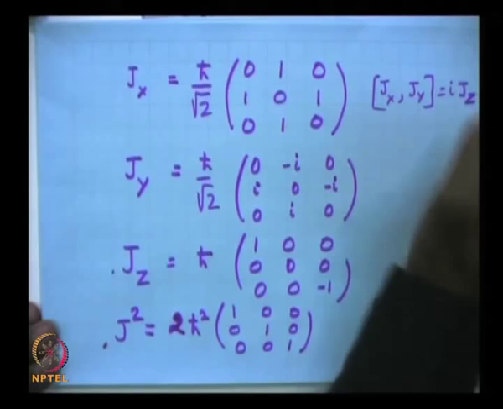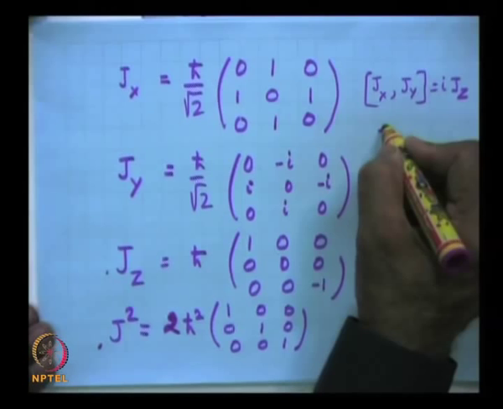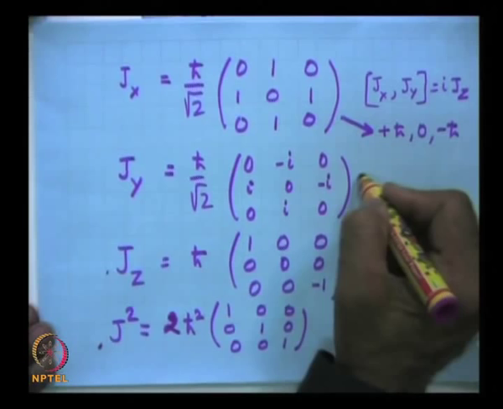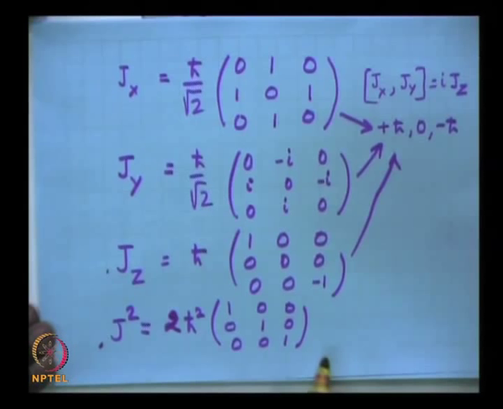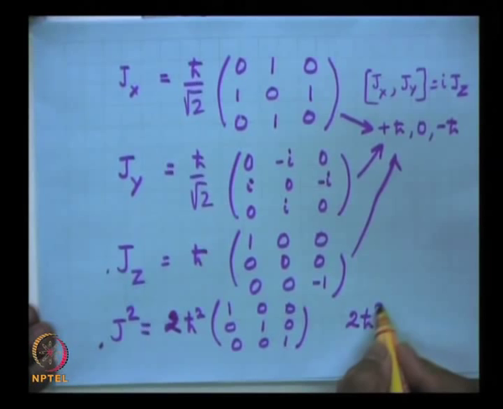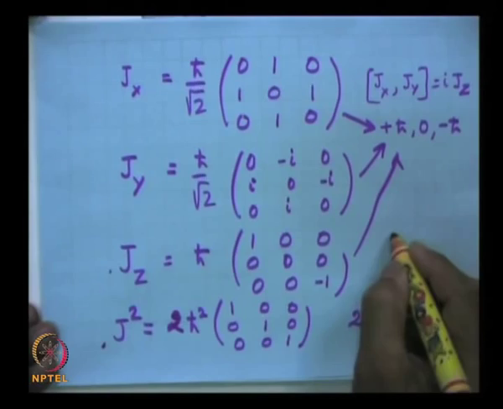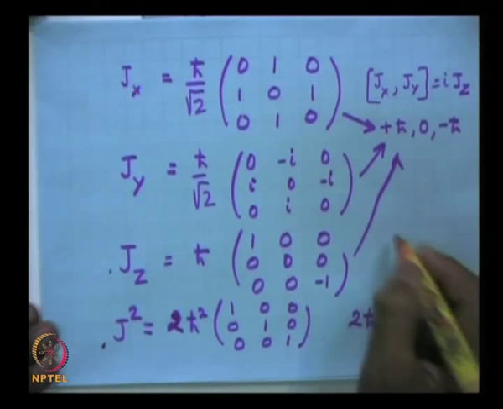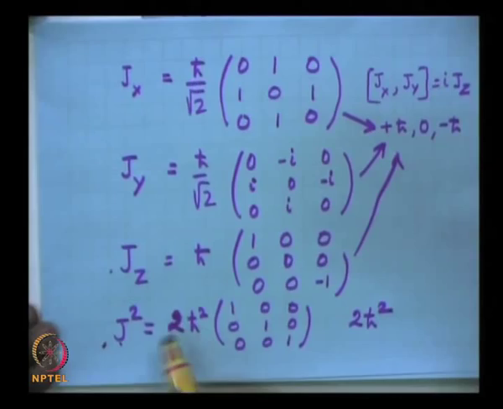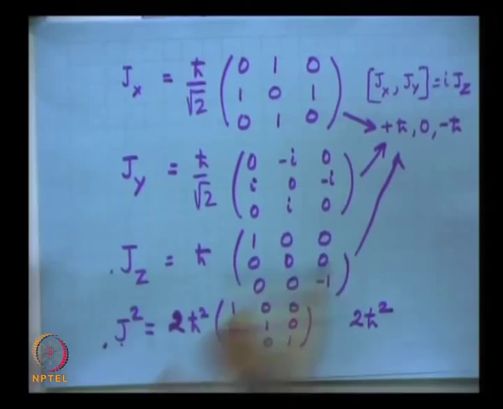The eigenvalues of j x are plus h cross, 0 and minus h cross. The eigenvalues of j y are also these, and the eigenvalues of j z are obvious from here. The eigenvalue of j square is a degenerate eigenvalue, j into j plus 1, that is 2 h cross square. So, I can set up again 3 vectors which are simultaneous eigenkets of j square and j z, and do the same kind of analysis as we had done for the j equal to half case.